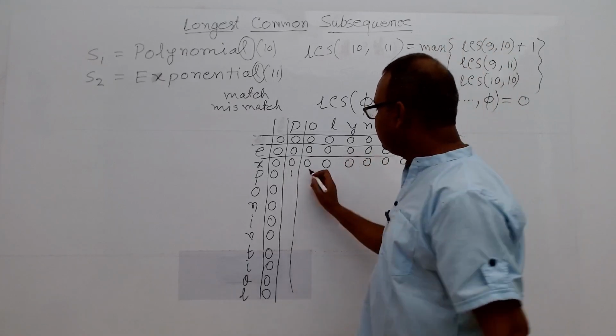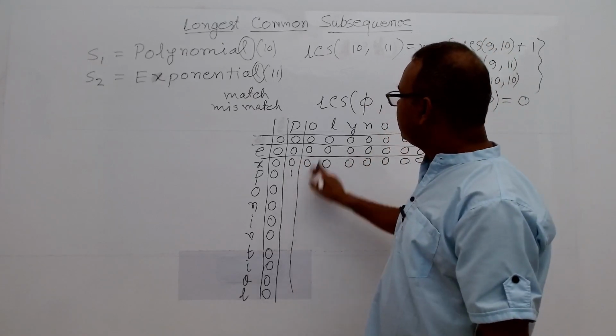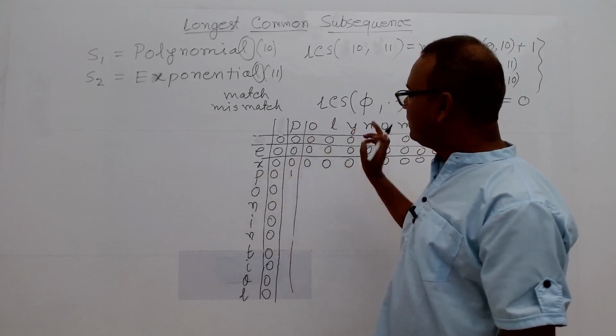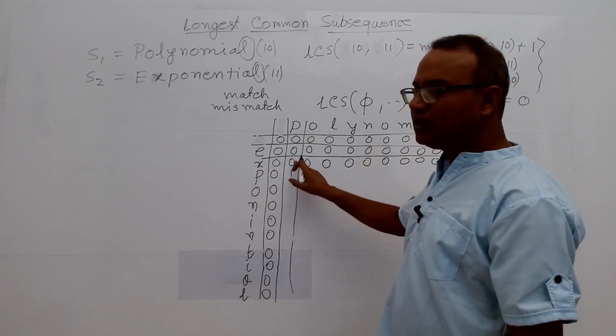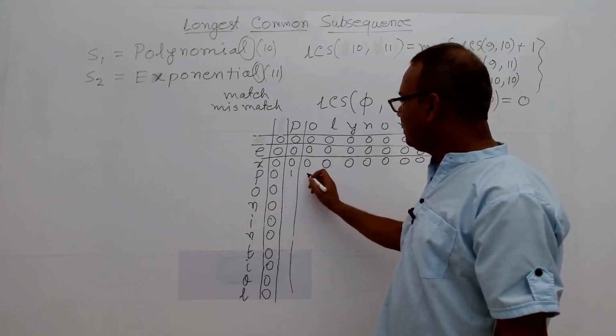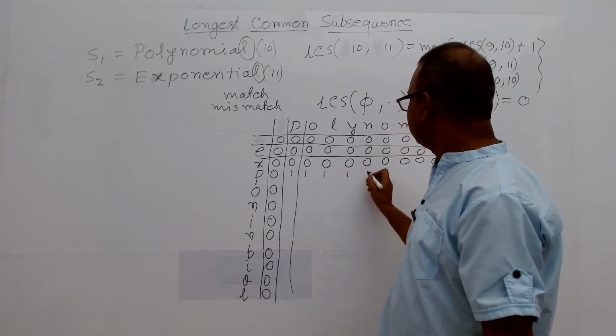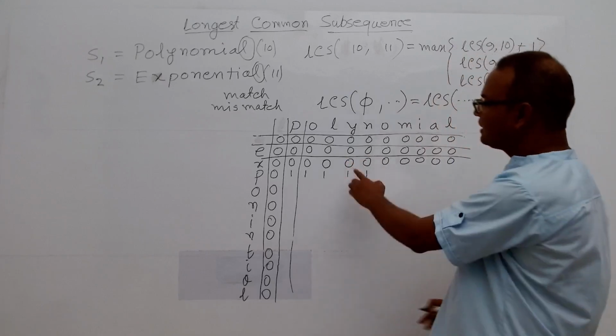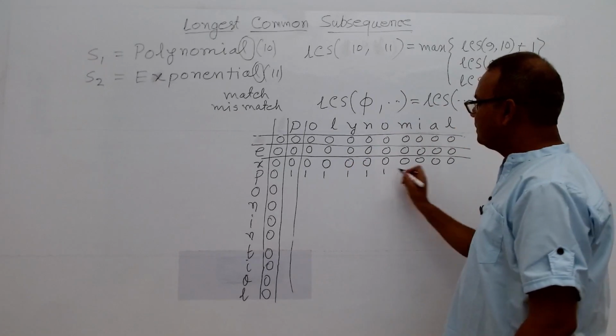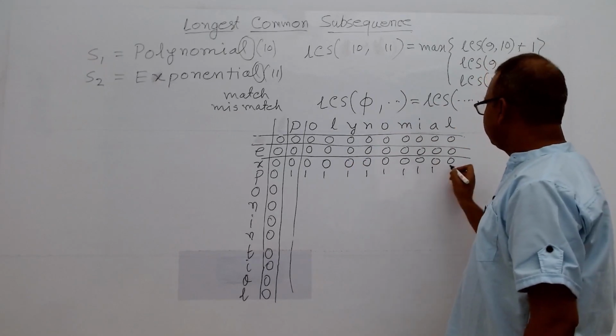Now repeat this thing. Here there is no match, P and O are different. So what is the max between 1, 0 and 0? This is 1. Now this is going to be 1, because the max will become 1 for all the cases.